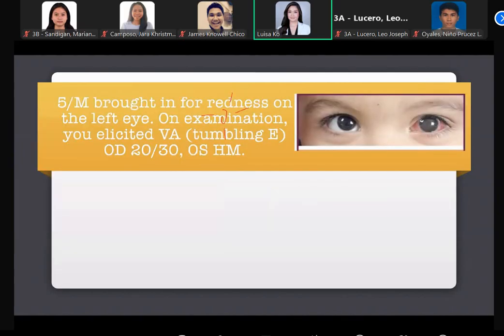We have the next case. We have a 5-year-old male brought in for redness in the left eye. On examination, visual acuity using the tumbling E chart was 20/30 on the right eye and hand motions on the left eye. So, of course, we start with describing what we see. Quick, so we'll finish. We're wasting time.